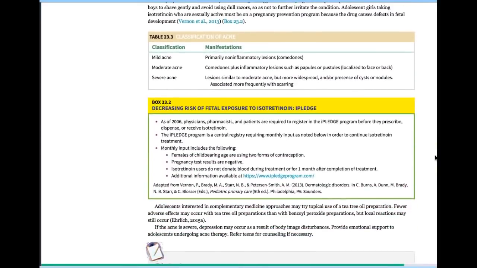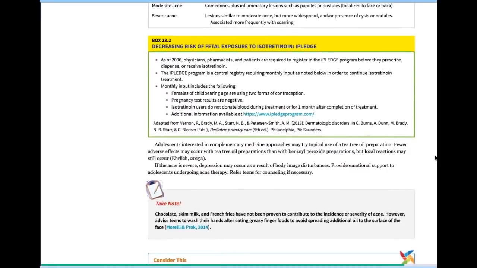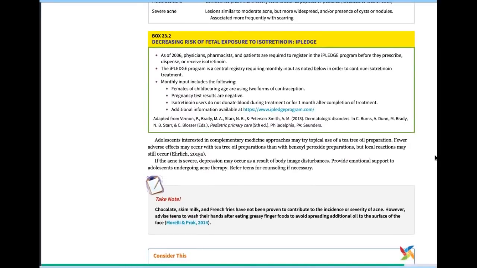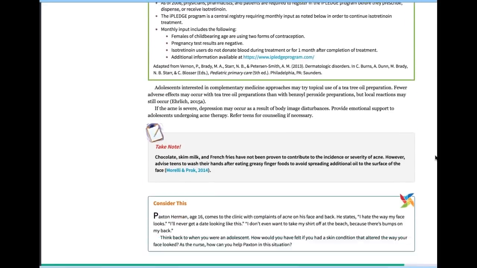Here are your classifications again. This is some information about fetal exposure to Accutane. Again, they try not to use it if they can get away with it, but if it's the only thing that controls the acne, then you really need to monitor it.